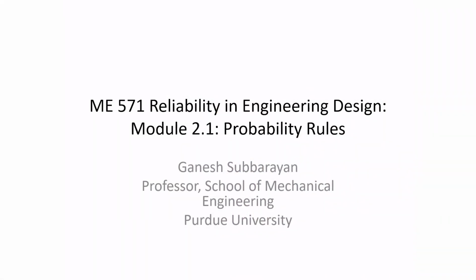So, we'll start with Module 2.1, which is probability rules. Module 2 would be basic probability, if you will. And then we will go on to expectation and variance in Module 3 and its submodules. And then in Module 4, you're looking at an application: normal distribution and then an application of normal distribution in load strength interference. So we'll start with probability rules.